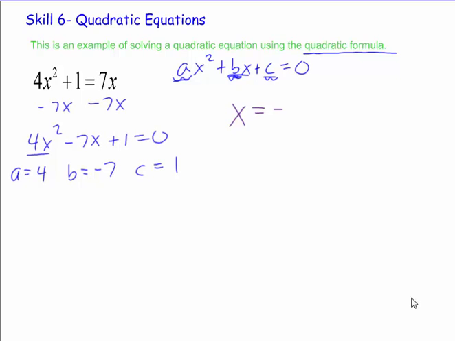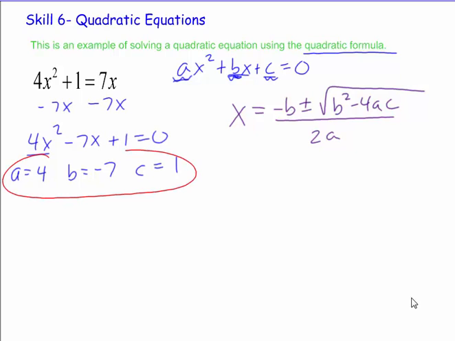Now that we have our a, b, and c, we are set for the quadratic formula. The quadratic formula, if you remember, is negative b plus or minus the square root of b squared minus 4ac all over 2a. Now that we have our a, b, and c, all we have to do is substitute them right in.